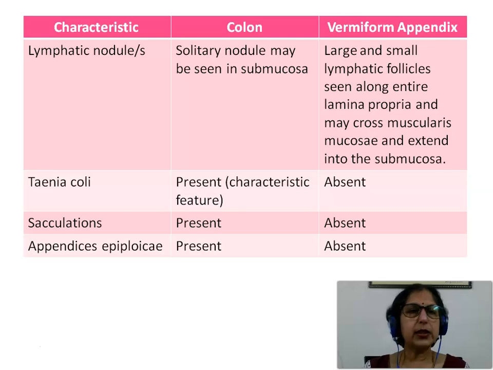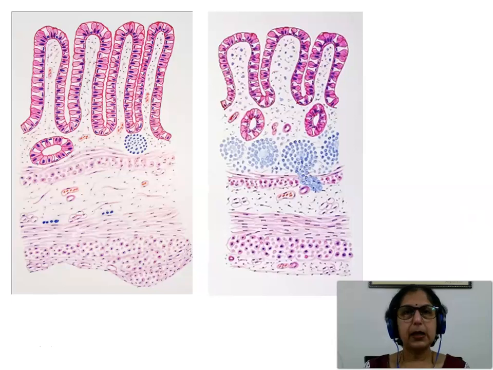When we look at the characteristic features of the large intestine, like tinea coli, sacculations and appendices epiploicae, all these three are seen in the colon and they are absent in the vermiform appendix. Now let us see these differences in the diagrams.